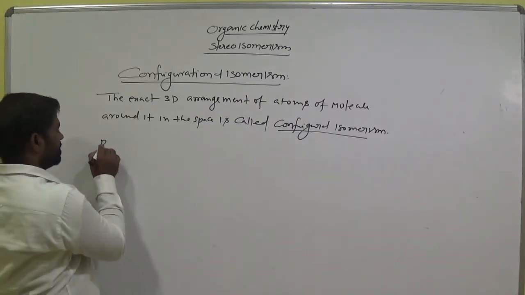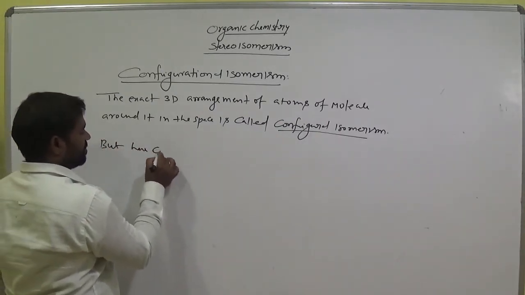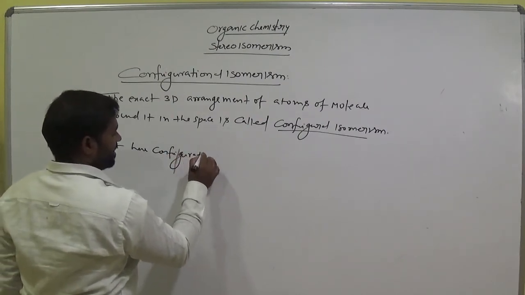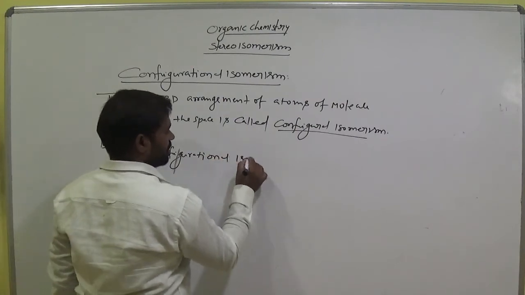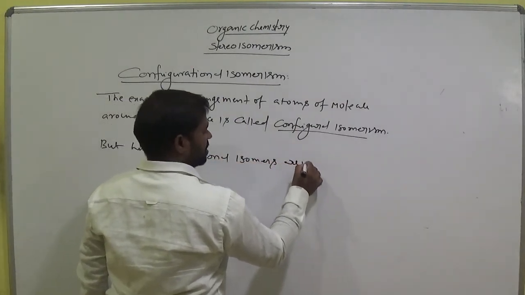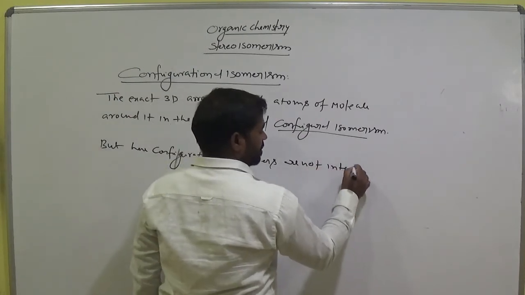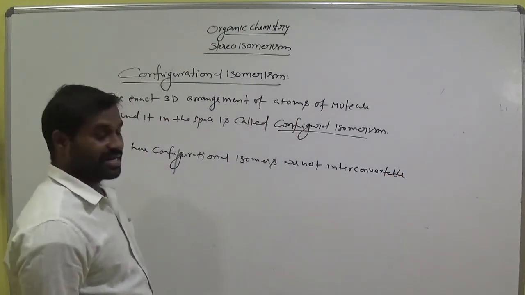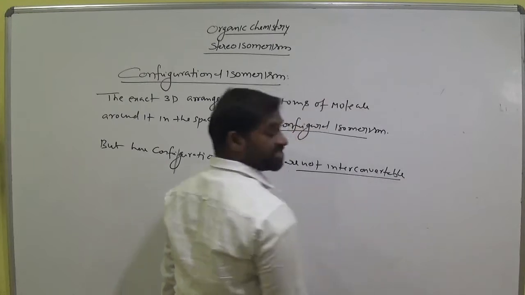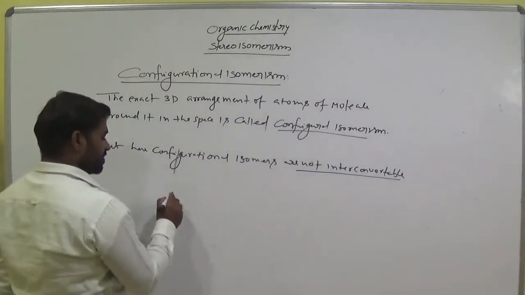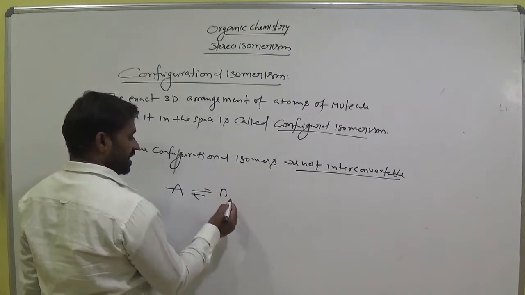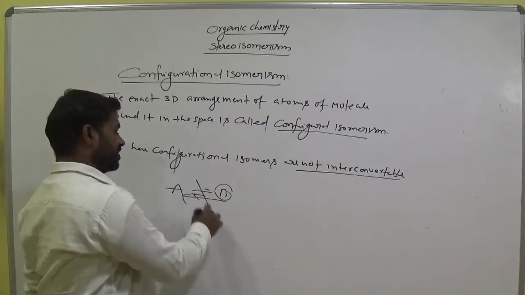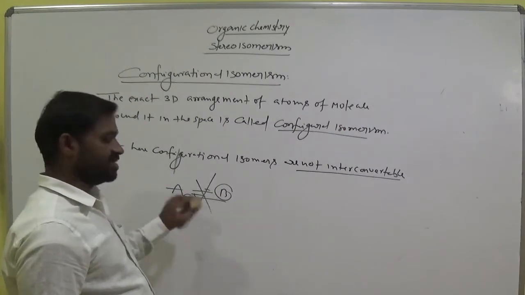But here configurational isomers are not interconvertible. This point is very important: they are not interconvertible. Suppose A is in equilibrium with B; such kind of phenomenon does not take place here. Not interconvertible. Okay?